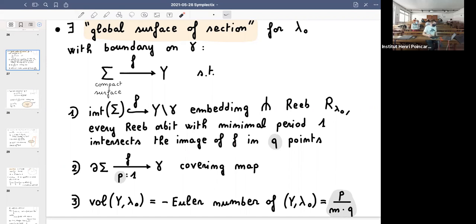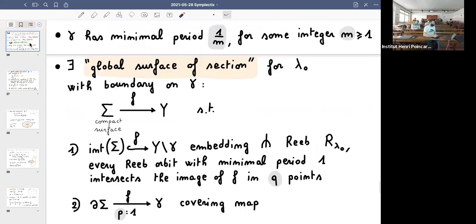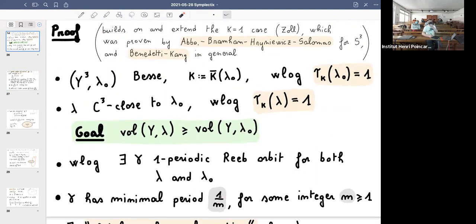So the third property tells us how to relate the parameters that are introduced so far: P, Q, and there was another parameter that I remind you, M. That was the number of times that gamma was iterated in order to get to the common period one.